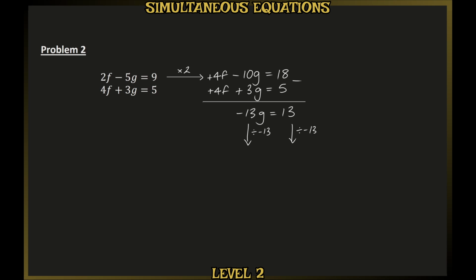On the left, the times minus 13 and the divide by minus 13 cancel out to leave us with g, and on the right, 13 divided by minus 13 gives us minus 1. So g equals minus 1 is the first part of our solution.